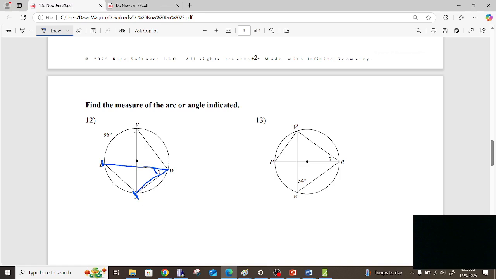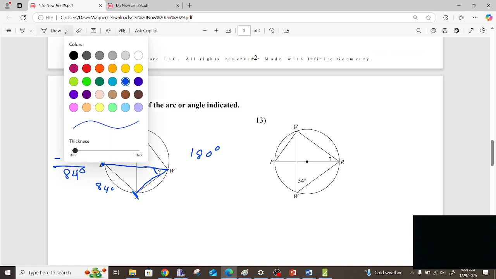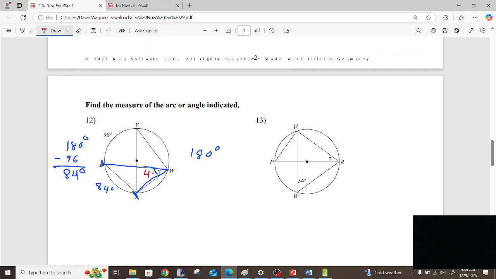Subtract from 180, because look, I have another diameter. The diameter cuts this in half. So this is 180 degrees. This side's 180 degrees. So if I subtract the 96, what do I get? 84 degrees. So this arc is 84. But then what do I have to do? Divide by 2. So what's the answer? 42, because I have to divide this by 2 to get the inscribed angle. Make sense? Yes, no, maybe, yes.